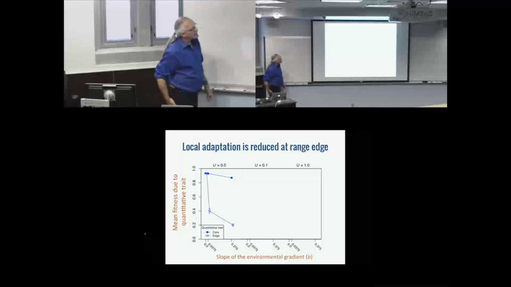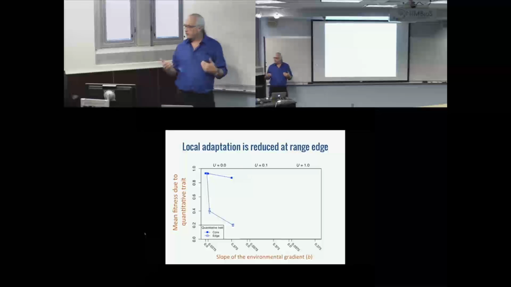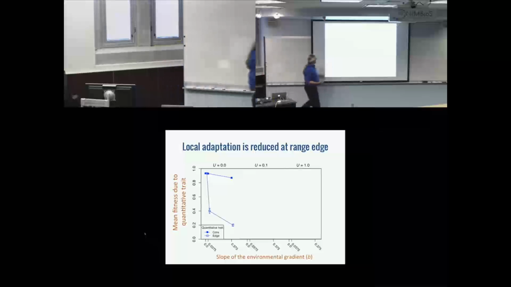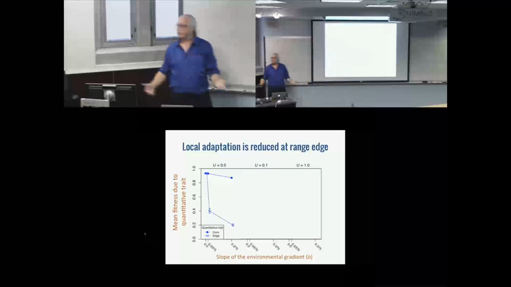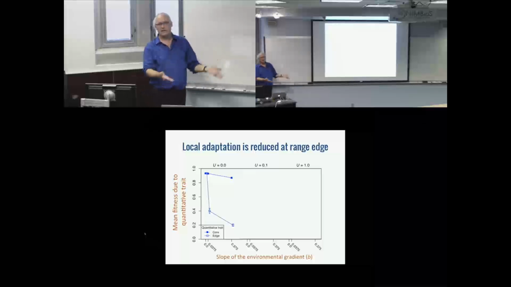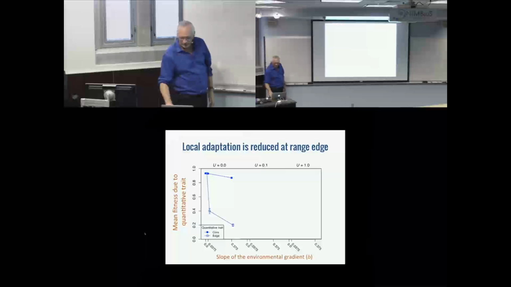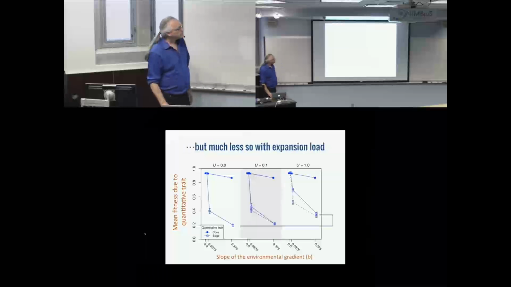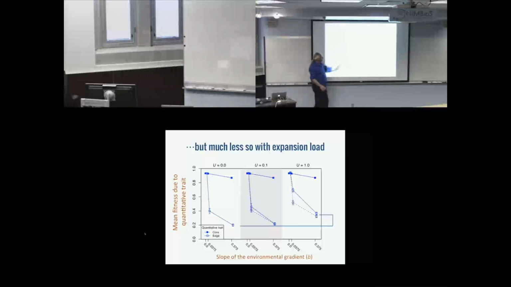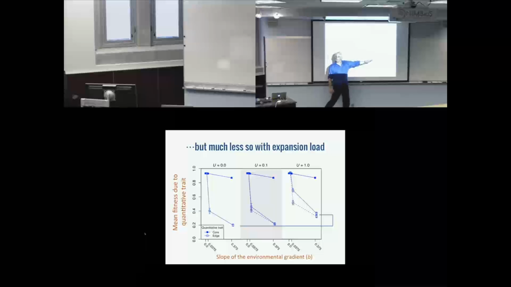It's also the case that you have local adaptation reduced at the range edge. Again, we expected to see this from previous work, but in the edge versus the core, you can get substantial reductions in fitness caused by the fact that you don't have the right quantitative trait at the edge. It hasn't yet adapted there. But when we add expansion load, so when we add these deleterious mutations in, that reduction of fitness caused by maladaptation is not nearly as bad.